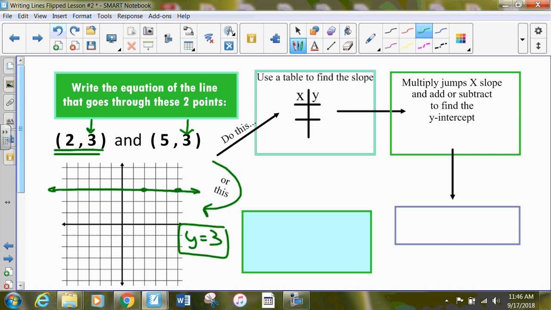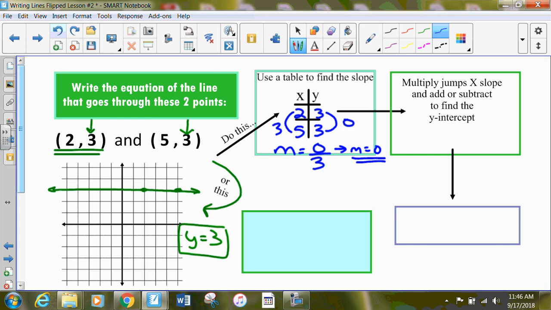But what if you didn't notice that the y's were the same and you were just on autopilot? Well, that's okay. We would still do our same steps, right? We would put 2, 3 in the table, 5, 3. We'd do our hops to find our slope, and we'd realize our slope is 0 over 3, which if we put 0 divided by 3 in the calculator, we would get that our slope is 0. Then it says multiply jumps times slope and add or subtract to find the y-intercept. Okay, well, our slope is 0. We haven't made our table yet.